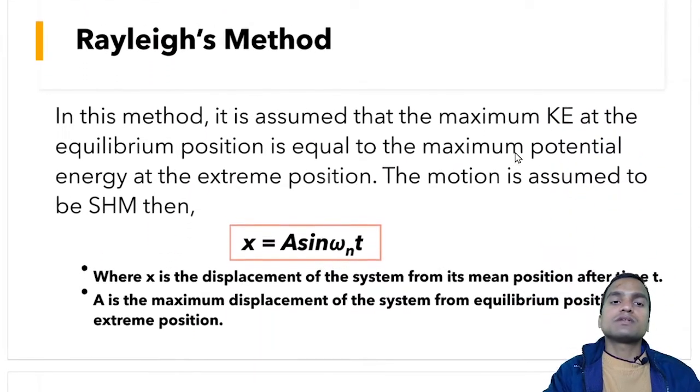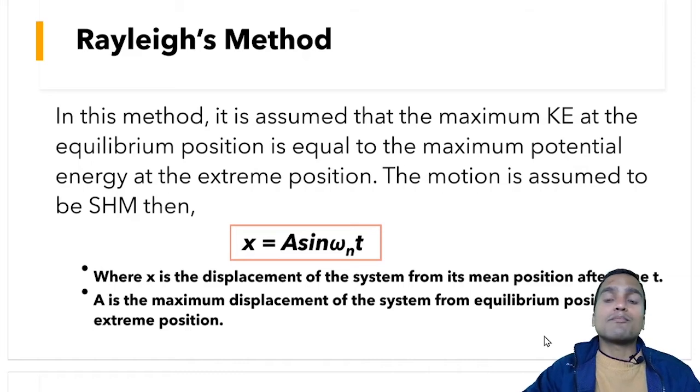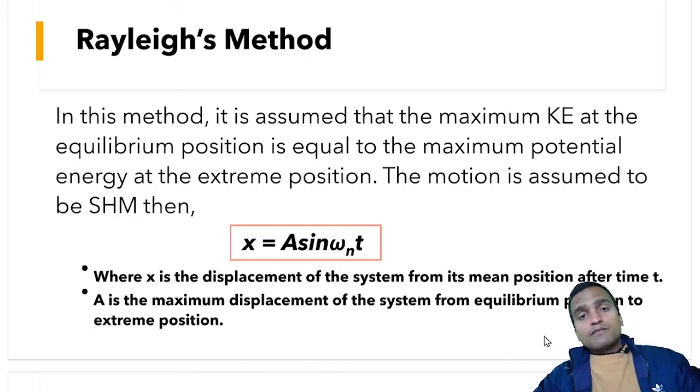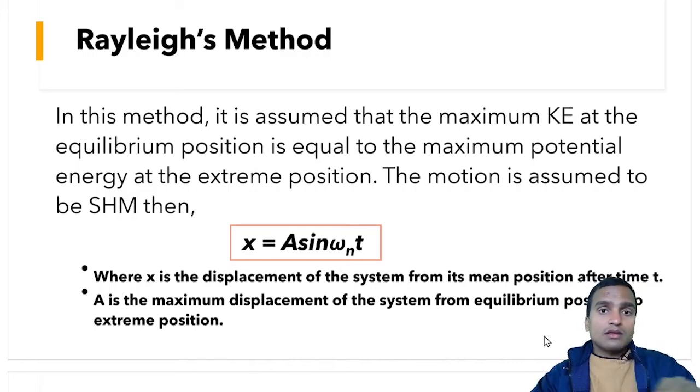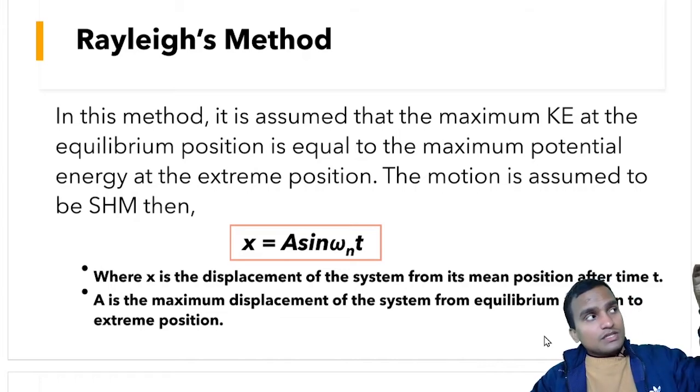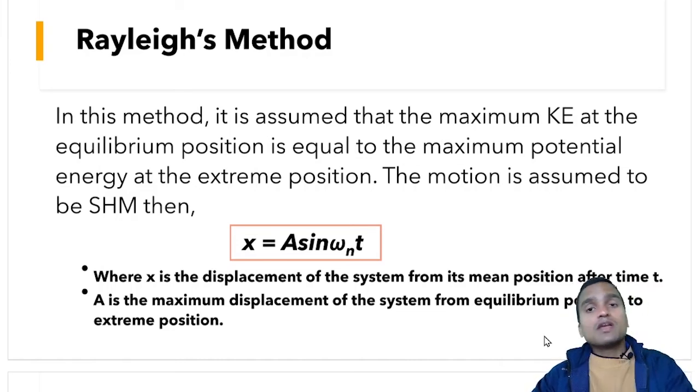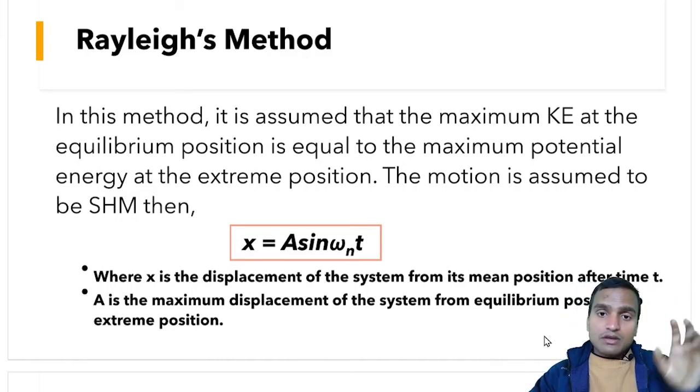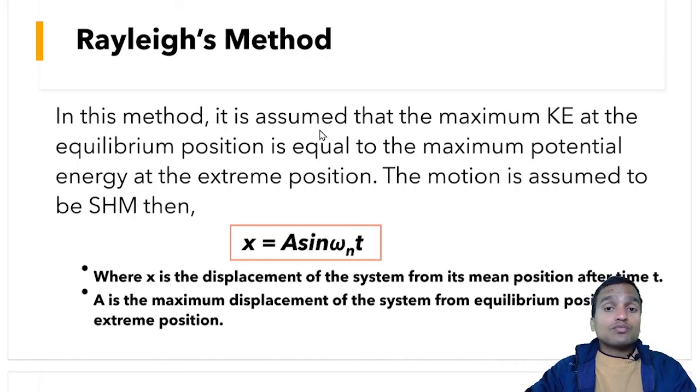Now let us come to Rayleigh's method, and in this method it is assumed that the maximum kinetic energy occurs when? Take a pendulum oscillating like this. Where will the maximum kinetic energy be? At the bottom, right, because as soon as it goes to the extreme position, its kinetic energy becomes 0. At the extreme, potential energy is greater, and at the mean position, kinetic energy is greater. That's clear. So it is assumed that the maximum kinetic energy is at the equilibrium position and it is equal to the maximum potential energy at the extreme position.